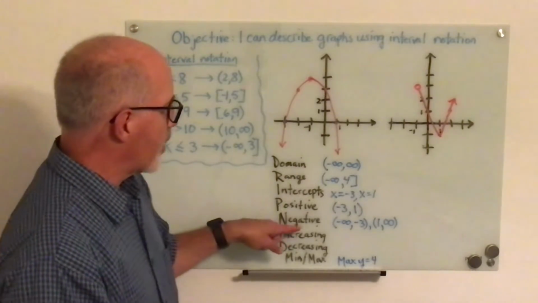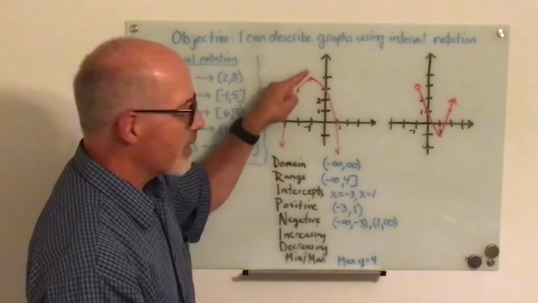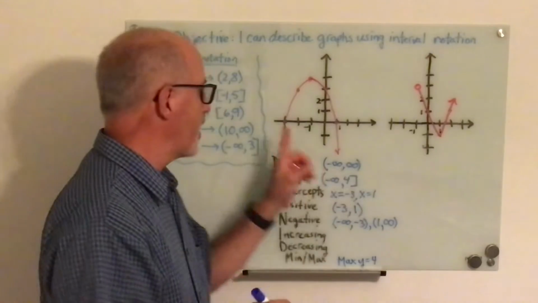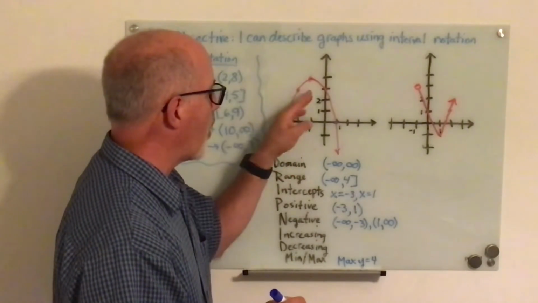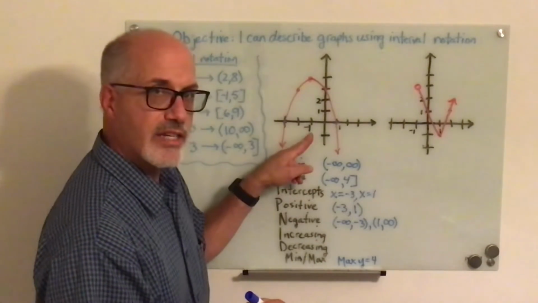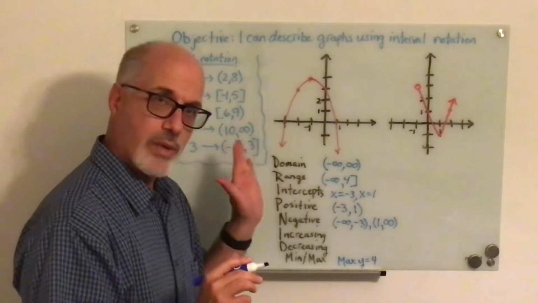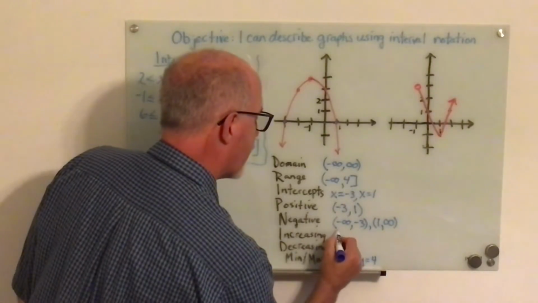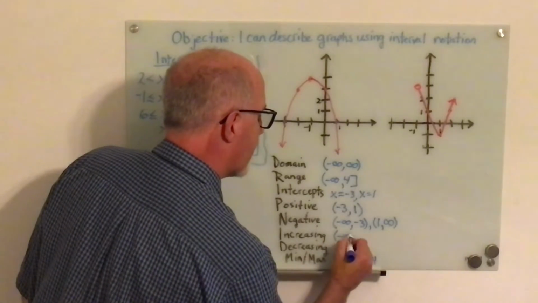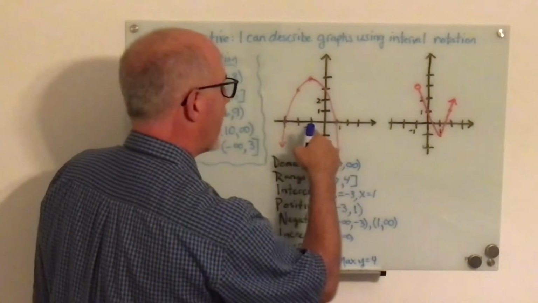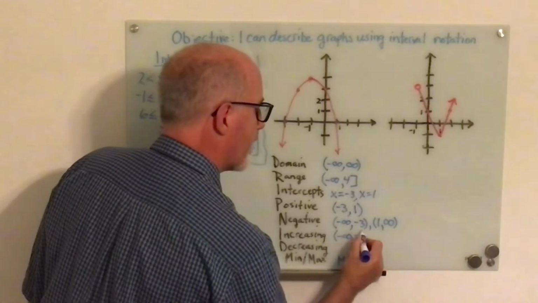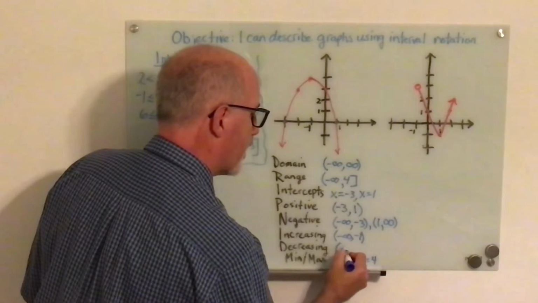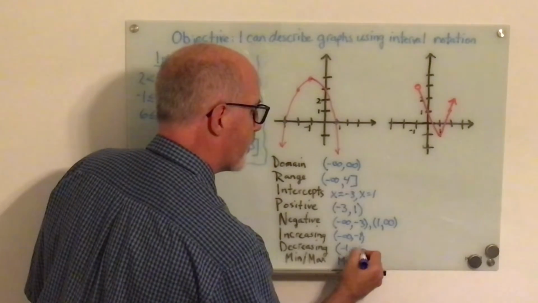Now, for increasing and decreasing, you think left to right. So I go from negative infinity all the way to -1 here, that x value. I don't talk about the y's, it's what x values is it increasing on. So it's increasing from negative infinity all the way to -1. And then it's decreasing out of -1 and all the way to infinity.